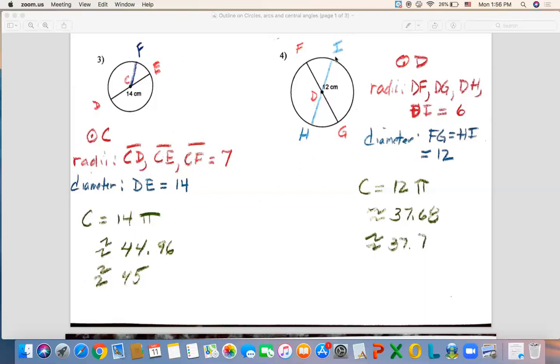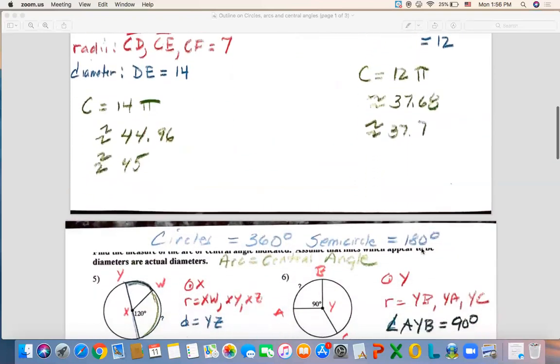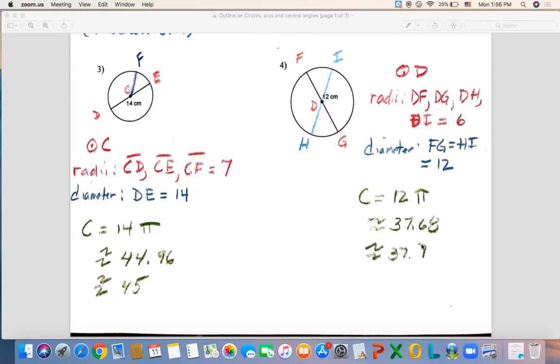Same thing here. Diameter is 12. Circumference is 12 times pi. Plug it in. We get 37.7. That's the basics in our circle. I'll be back with another video looking at arc lengths and central angles.